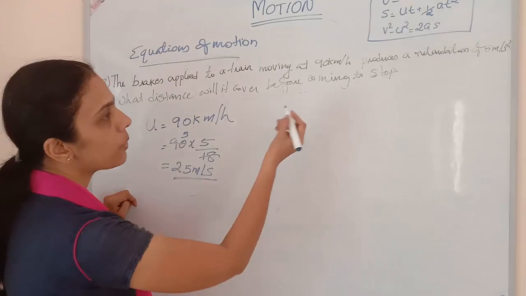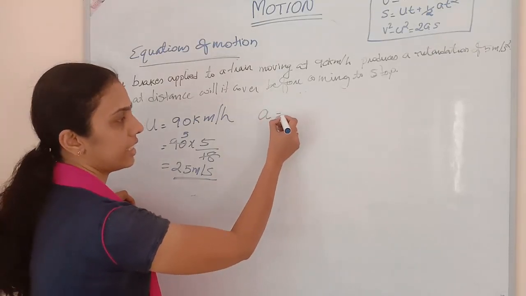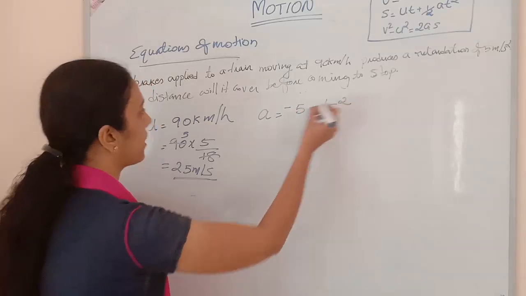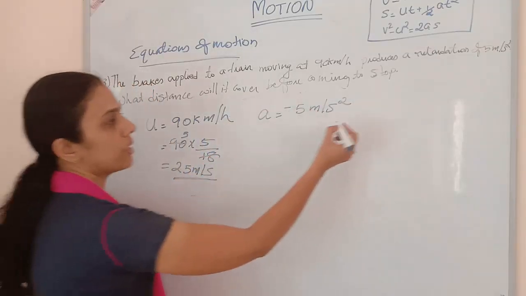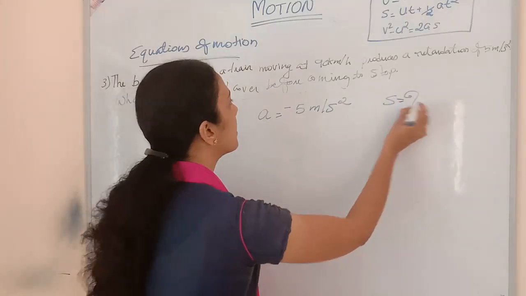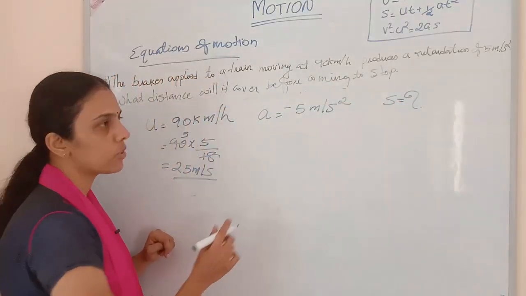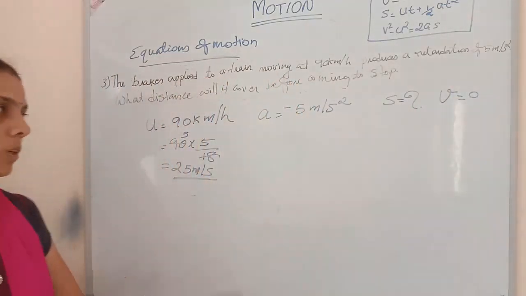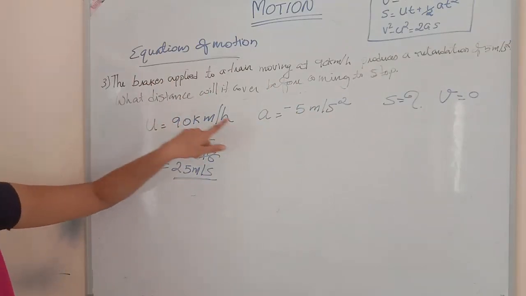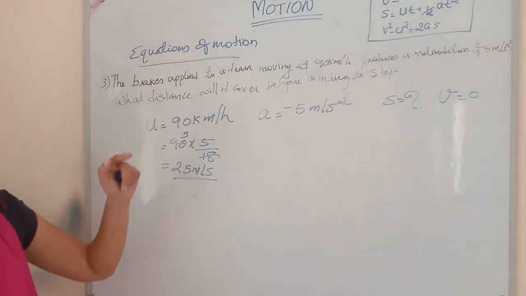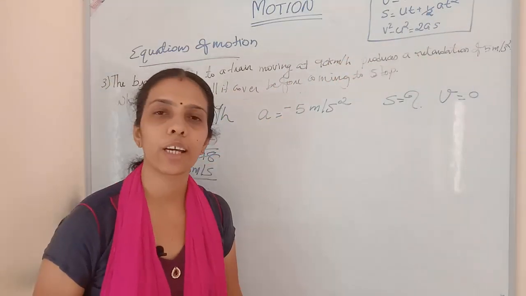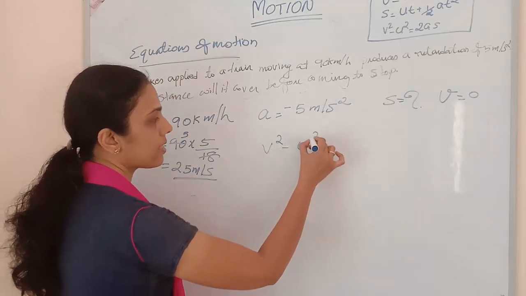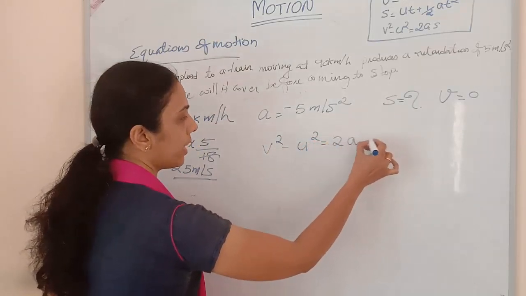Then it produces a retardation, acceleration. Retardation means negative, minus 5 meter per second square. What distance will it cover? So we need to find the distance before coming to stop. So final velocity is 0. Its stopping means its final velocity is 0. Say u, a, s, v. Including that, which equation is there? v square minus u square equals 2as. So we will get v square minus u square equals 2as.